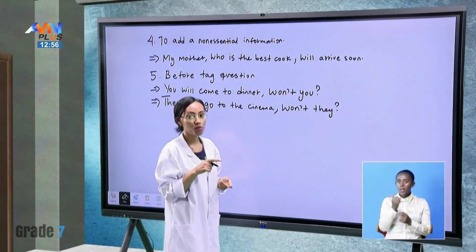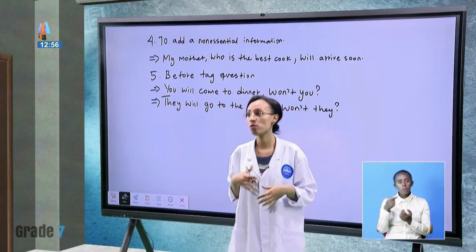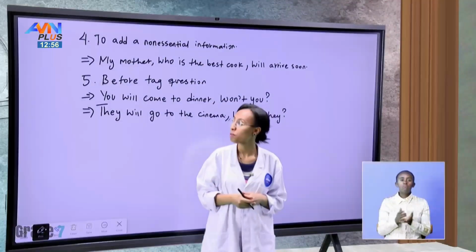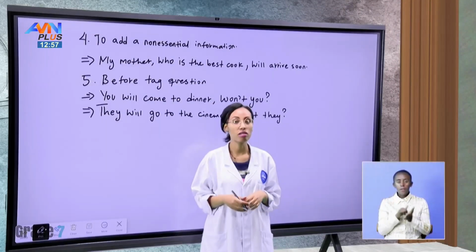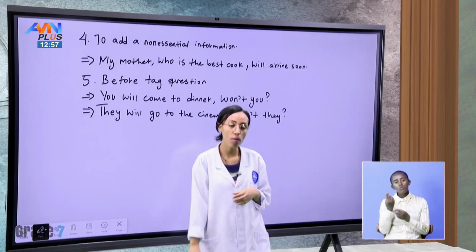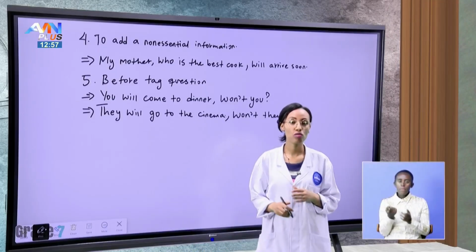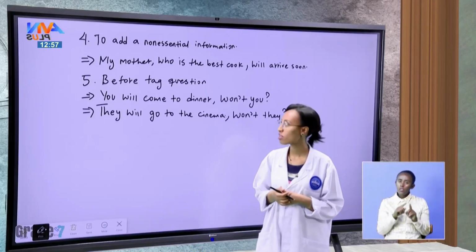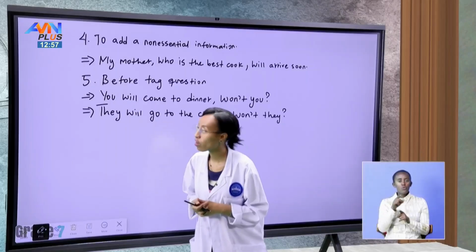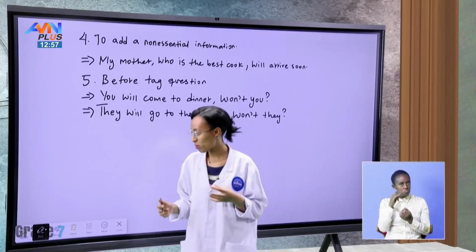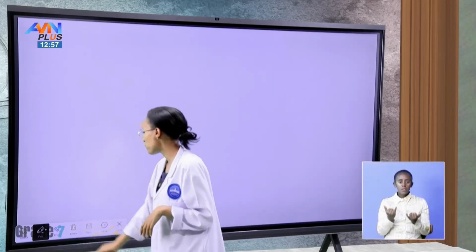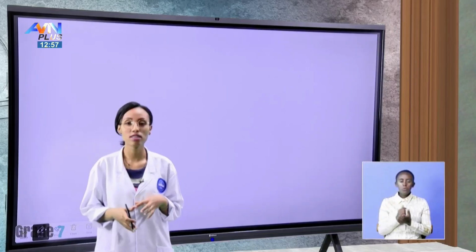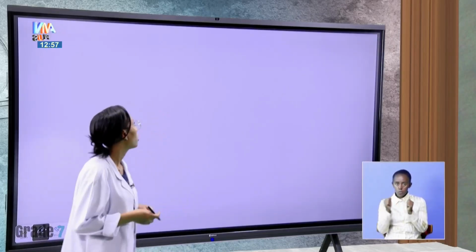So they will go to the cinema, won't they? So that is how we use tag questions, or that we have tag questions. And that is the many uses of commas when we use commas in different situations. And I'm sure you have gotten ideas and examples. And now let's write a few exercises and do them together.